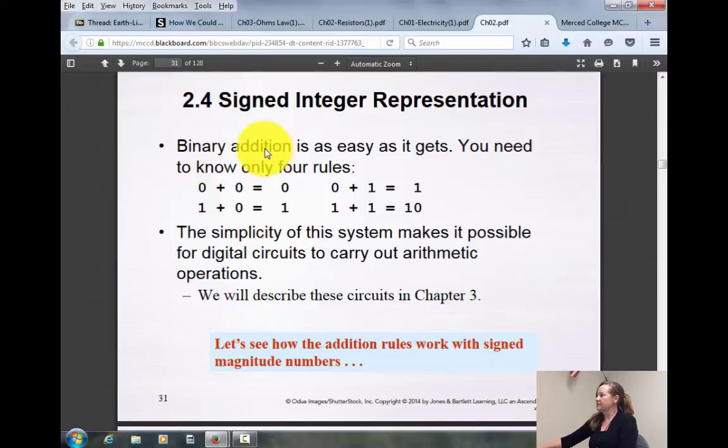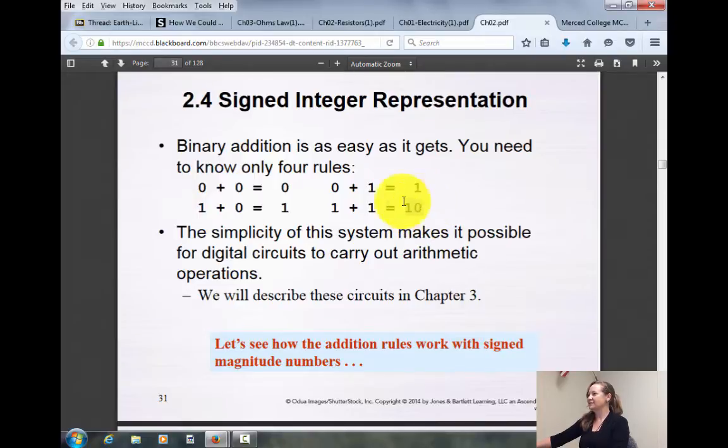Binary addition is as easy as it gets. When we're adding binary numbers, you only have to know 4 things because we're only working with 2 digits. You just have to know that 0 plus 0 is 0. 0 plus 1 is 1. 1 plus 0 is 1. And what is 1 plus 1? Not 10. What is that number? 2. Okay, we should all know 1 plus 1 is 2. But remember, that's in binary, so that's the number 2. Don't ever say 10, because this is the number 2.